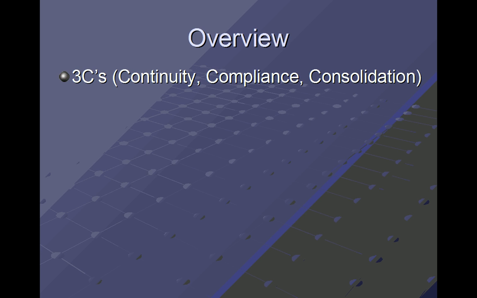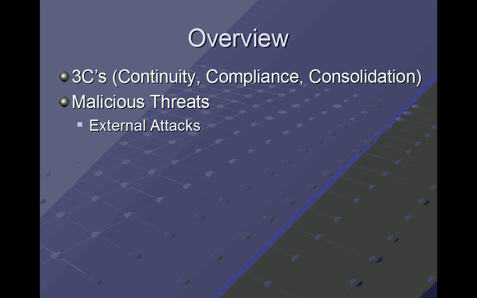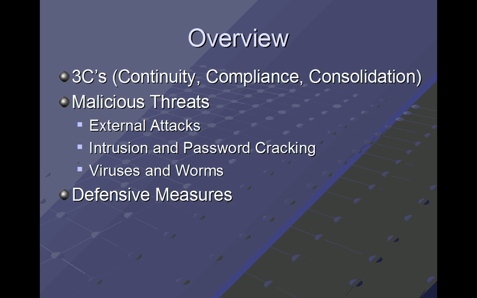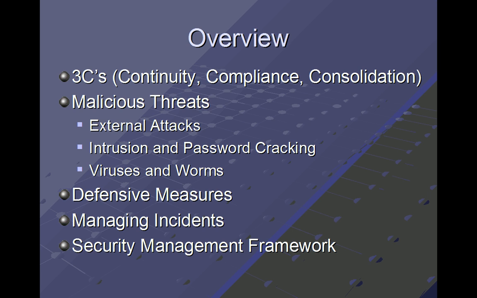Overview. It will explain what drives an IT environment, such as the 3Cs: continuity, compliance, and consolidation, and what kind of malicious threats can happen in organizations, such as external attacks, intrusion and password cracking, viruses and worms, and also the defensive measures and how to manage the incidents. And then, the most important is what security management framework should be developed in recreational sports. And finally, there's a conclusion that emphasizes information assurance and security management.